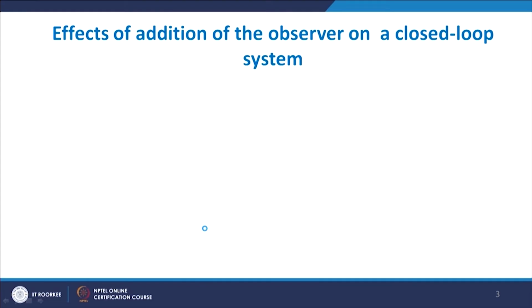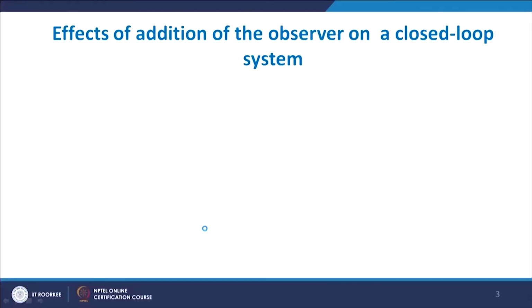That means we have a system, and for the system we have a controller. Along with this controller we have an observer. So, we have an observer controller. We have to see that if you design an observer, is it affecting the controller poles or vice versa. That part we have to see.